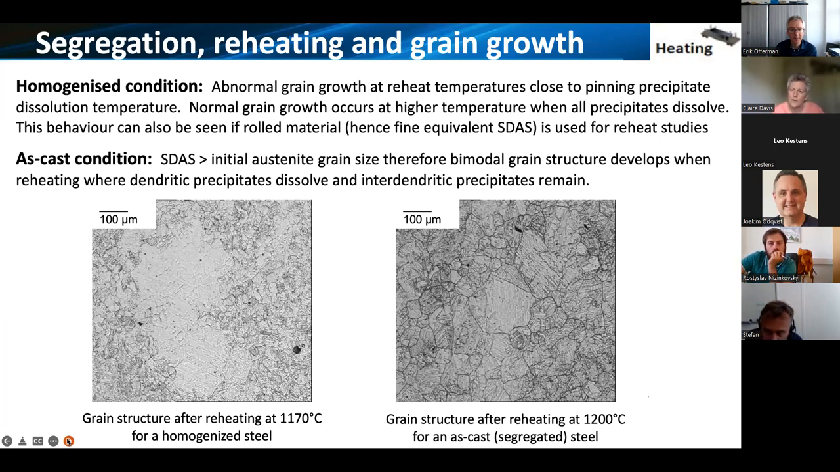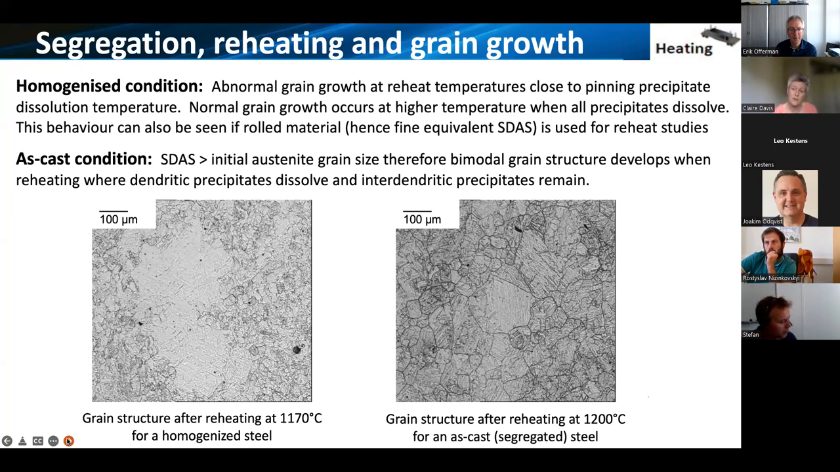What we've found is that actually it's quite hard to make some of the commercial as-cast slab steels go to an abnormal grain structure. What we found is that you tend to end up with a bimodal grain structure because you've got this spatial distribution of precipitates. In the dendritic regions, where you have a lower concentration of microalloy elements, the precipitates dissolve first.